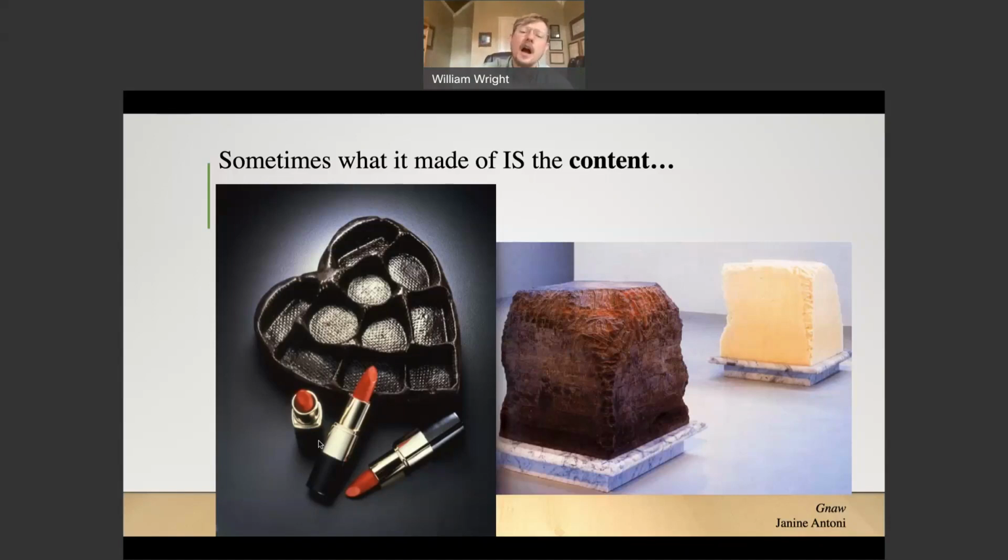It's a complex emotional idea, and I haven't really researched a ton of the specific intent of Janine Antoni, but we obviously see that the fact that it's chocolate, the fact that it's lard, matters as much as what it is shaped into, right? So the content is the form, right? Or the form is the content, right? Boom.